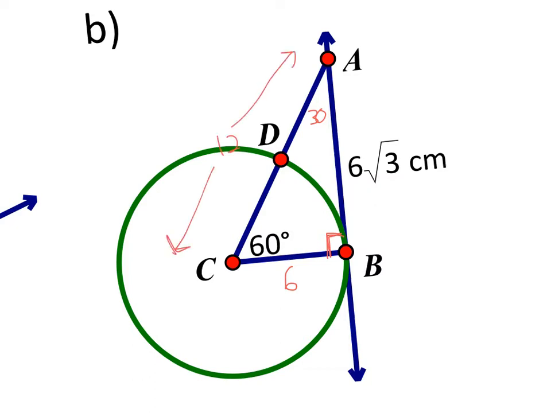So that whole hypotenuse is 12, but the radius is 6. So the missing section from D to A is 6.